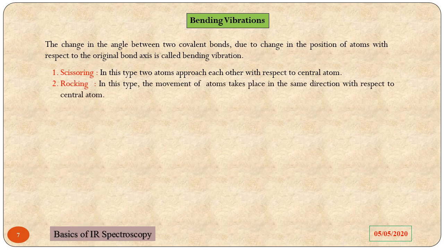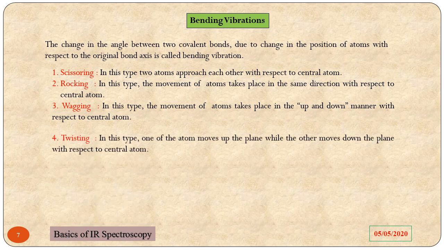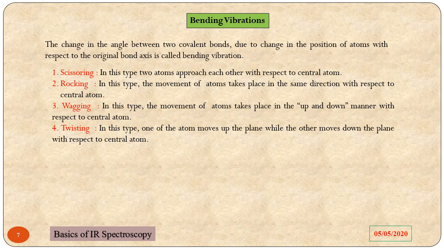Next, rocking. In this type, the movement of the atoms takes place in the same direction with respect to the central atom. Third, wagging. In this type, the movement of the atoms takes place in an up and down manner with respect to the central atom. And twisting. This type includes one of the atoms moving up the plane while the other moves down the plane with respect to a central atom.